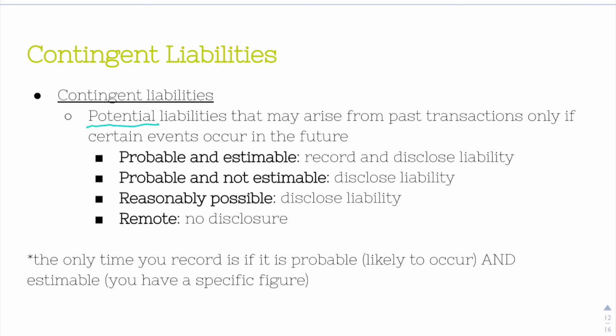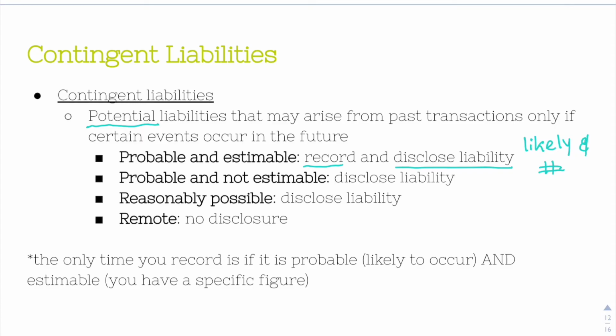So if the event in the liability is both probable, so it's likely to happen, and we can estimate it, so we have a specific figure, then we both record and disclose the liability because it is likely and we have a number for it. So we tell everyone what it is and then how much we think it'll be for.